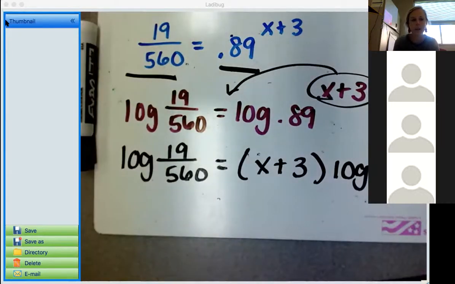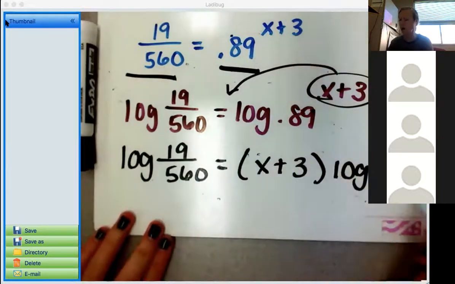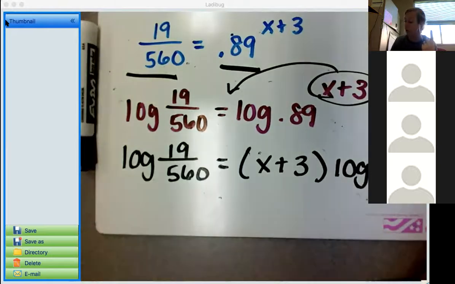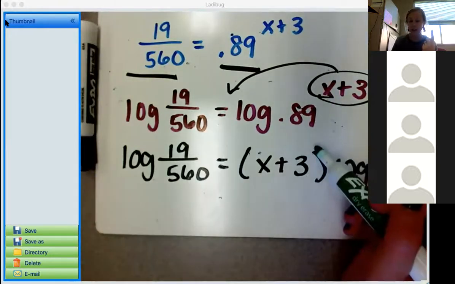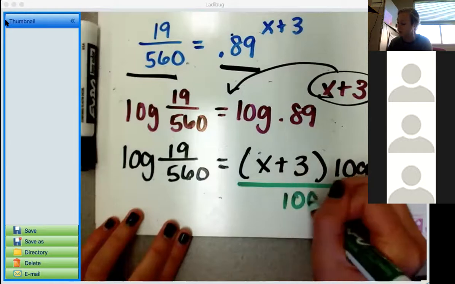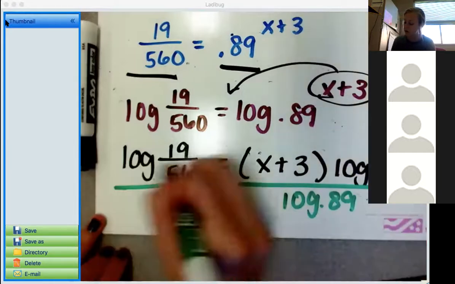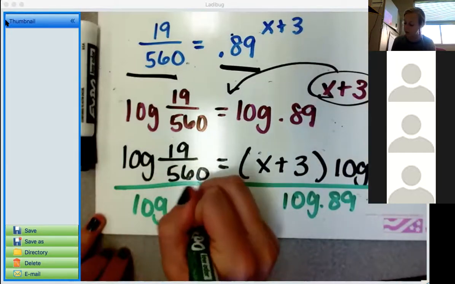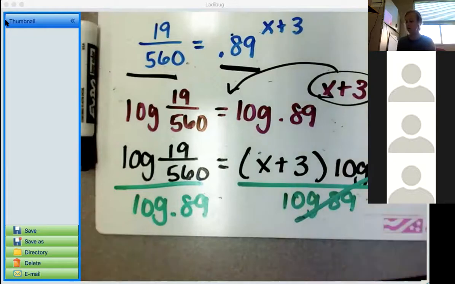What can I do next? What should I do next? Divide by both. 3 log 0.89. Okay, yeah, you actually could do that. Yep, that's fine. That's actually easier. First thing you could do, you could distribute log of 0.89, but I actually like their way better. So divide log of 0.89 over to the other side. Good job, boys. That's easier. Extra credit.